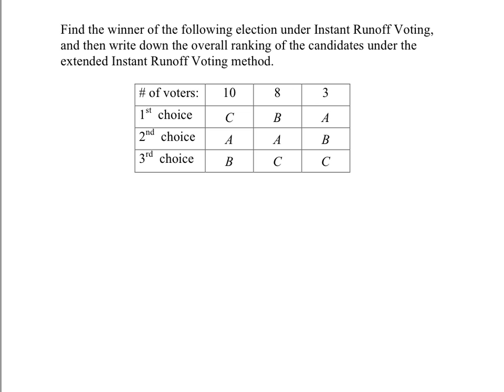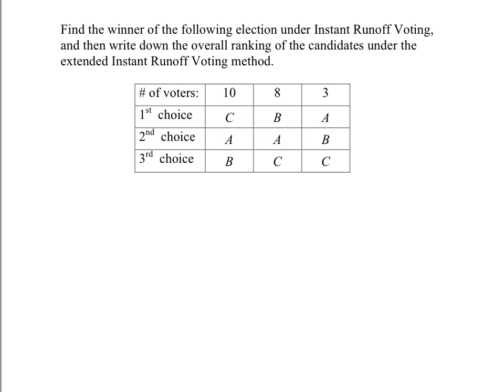At the end last time, you were asked to find the winner of the following election under instant runoff voting, and then write down the overall ranking of the candidates under the extended instant runoff voting method. Okay, so how do we approach this?